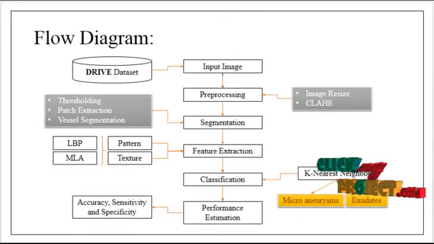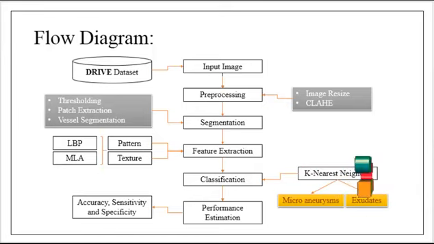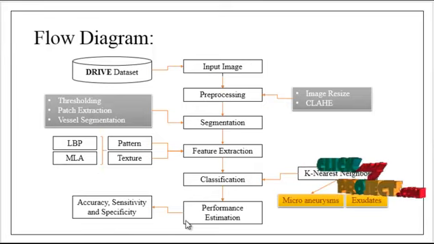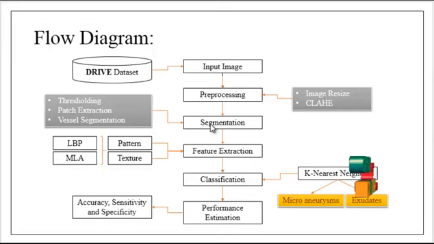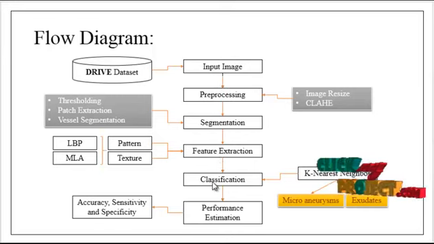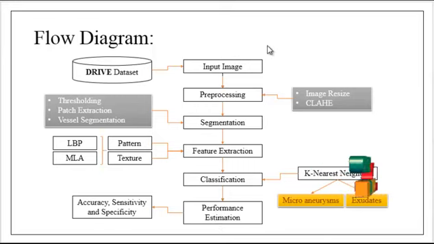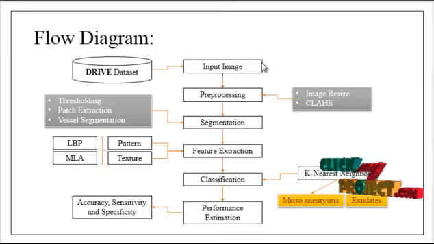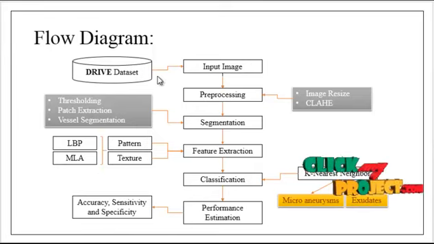Now we are going to discuss the flow diagram of the process. This is the overall working flow of this process. This project consists of the modules such as input image, pre-processing, segmentation, feature extraction, classification, and finally performance estimation. These are the overall steps we did in this project. At first, the input image is taken from the dataset. The dataset we used here is the DRIVE dataset for the retinal images.